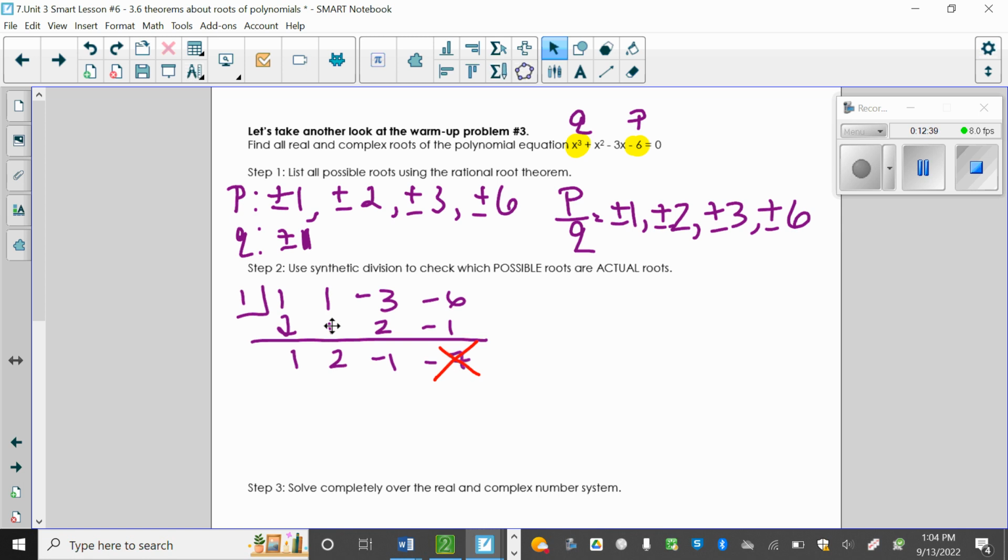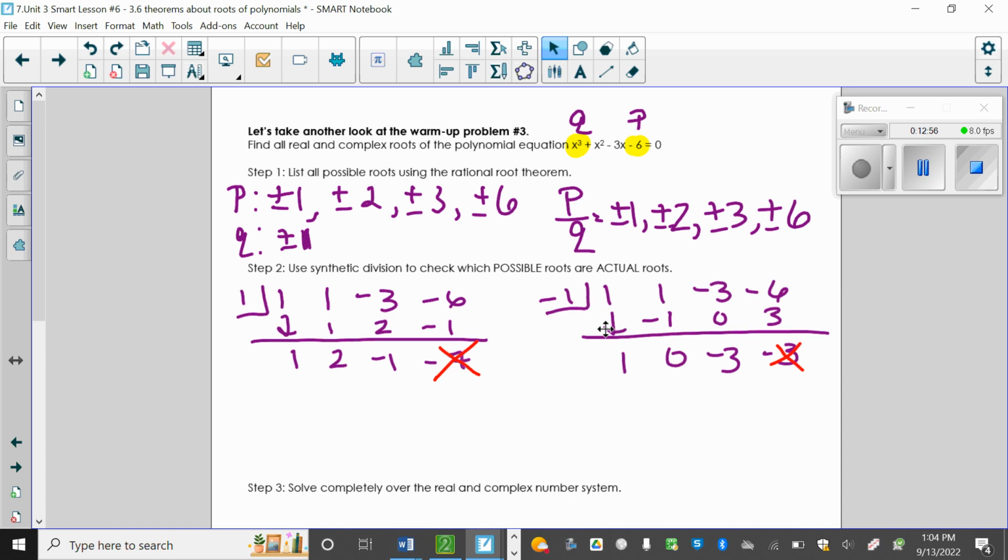So let's try again. Let's go ahead and divide by negative 1. If you want to pause for a second and divide, and then resume once you're done. Otherwise, I'm about to show in 3, 2, 1. All right, we divide by negative 1, and wow, we're unlucky again. I divide by negative 1, and I have a remainder of negative 3. So both positive and negative 1 are not actual roots.